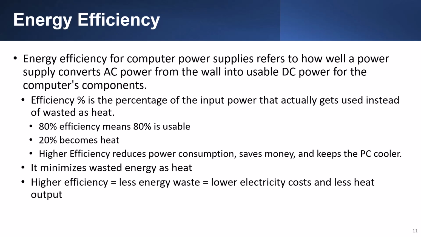Energy efficiency for computer power supplies refers to how well a power supply converts AC power from the wall into the usable DC power for the computer's components. Efficiency percentage is the percentage of the input power that actually gets used instead of wasted as heat. 80% efficiency means 80% is usable and 20% becomes heat. Higher efficiency reduces power consumption, saves money, and keeps the PC cooler by minimizing wasted energy as heat. Energy efficiency equals less energy waste, which equals lower electricity costs and less heat output.